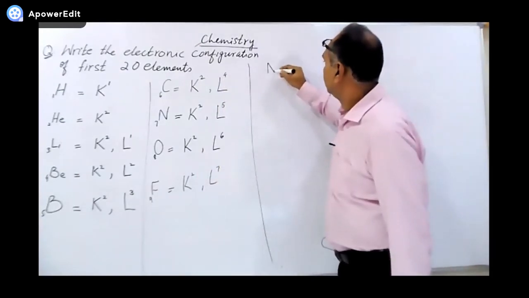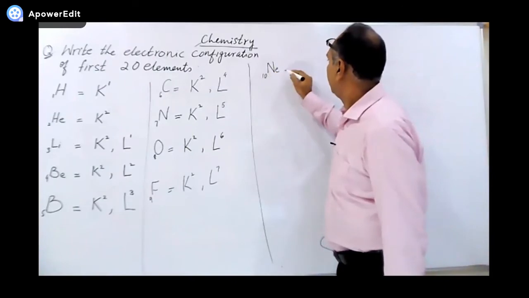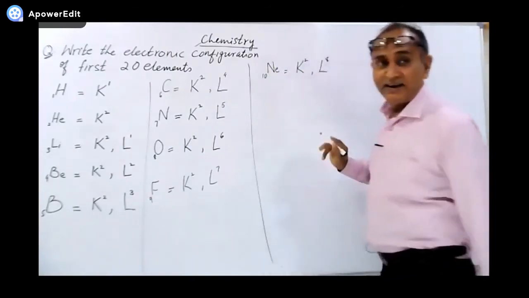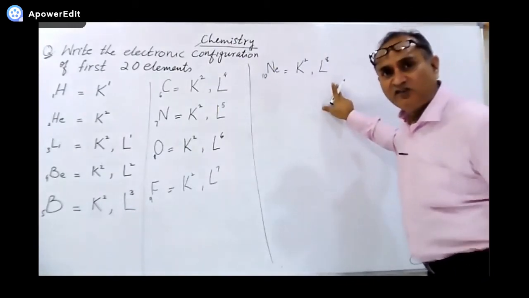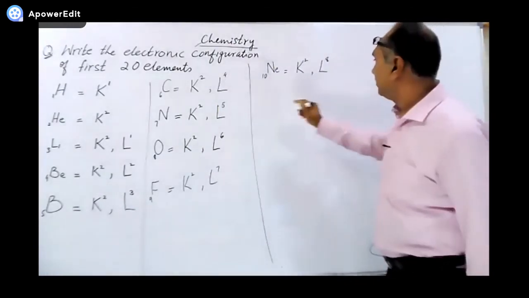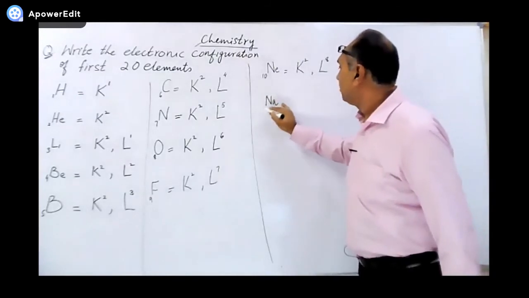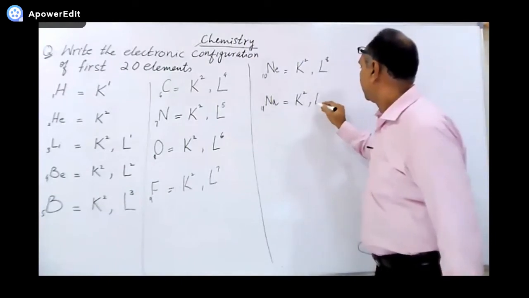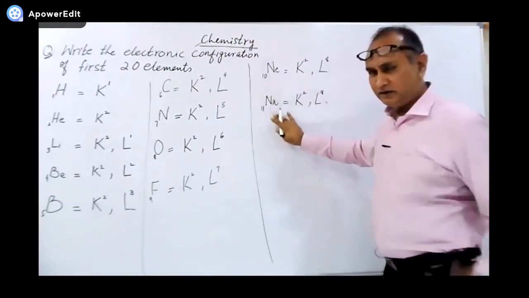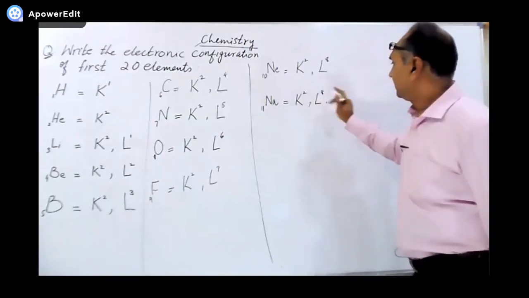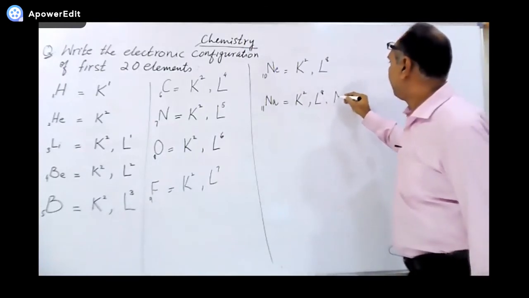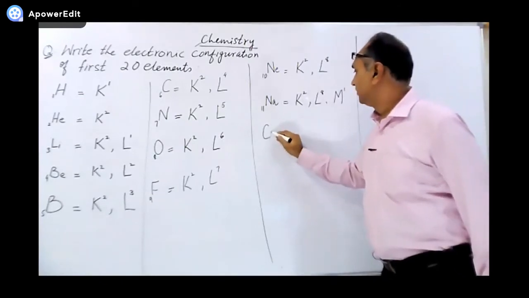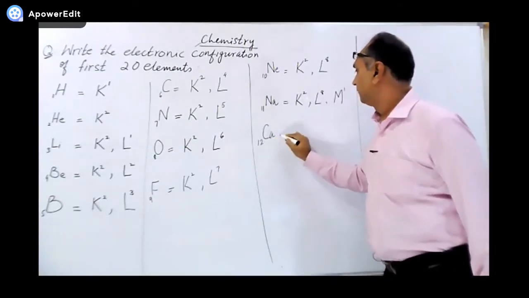Then neon, K2, L8. L, the second shell, has reached its maximum value. Now, if there is any other electron, it should go to the next one. We did it just a few minutes ago. 2 plus 8, 10. And the 11th one will go in M1. Then calcium, or calcium, whatever you say.